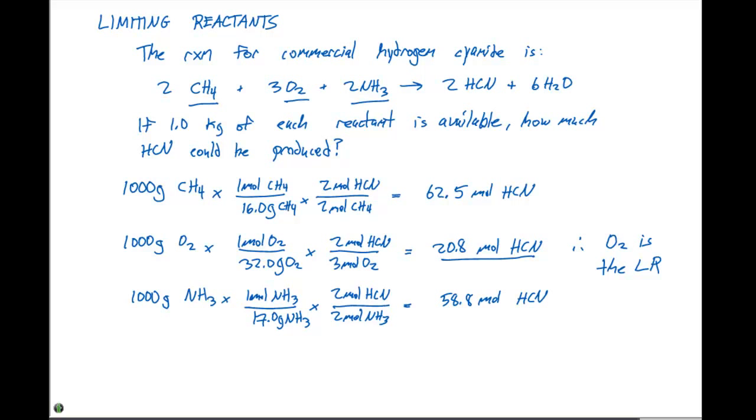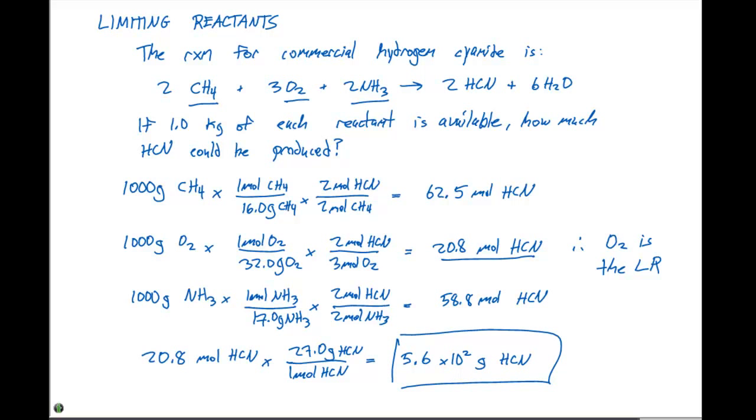So we've already calculated the moles of HCN produced from 1,000 grams of oxygen. So now we just need to convert this over to grams, because 20.8 moles of HCN will be produced. From the periodic table, 1 mole of HCN is going to be 27.0 grams. When we do that conversion, we get 5.6 times 10 to the second grams of HCN. And this is the amount of HCN that's going to be produced when we react 1,000 grams of CH4, 1,000 grams of O2, and 1,000 grams of NH3.